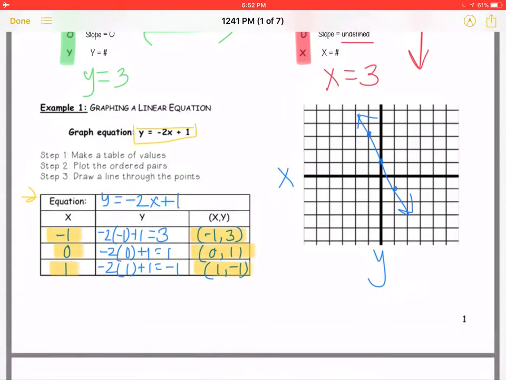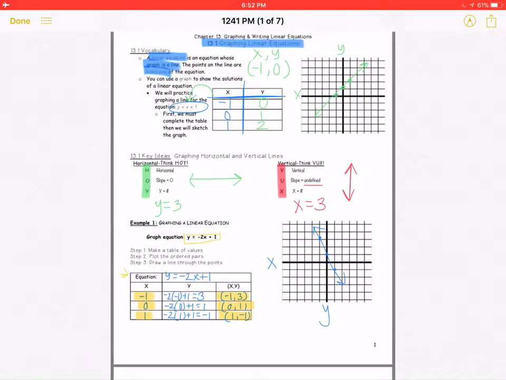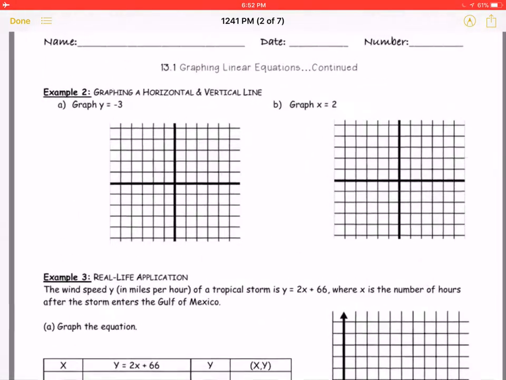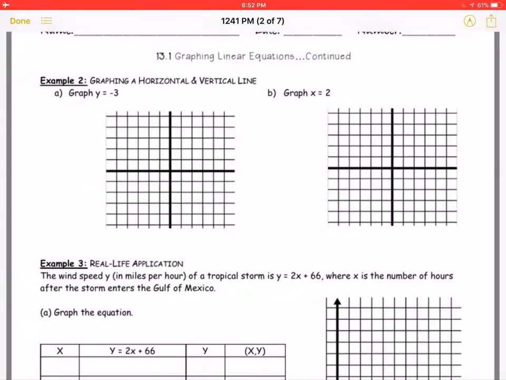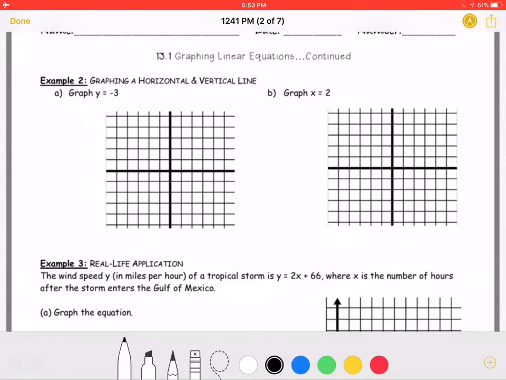So we did it. Let's move to our second page of notes. We're going to do examples 2 and 3 together fully. Now example 2, we want to graph a horizontal and a vertical line. First example, we have y equals negative 3. So if they tell you in the directions it's going to be vertical or horizontal, which normally it won't, you should just be able to identify it.